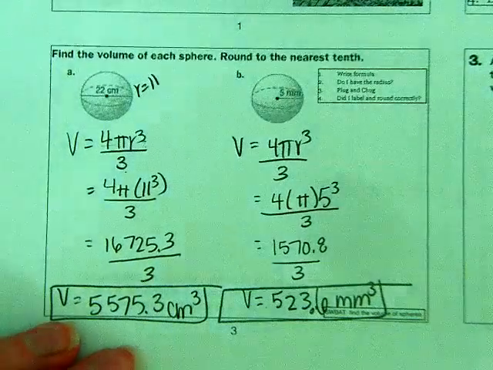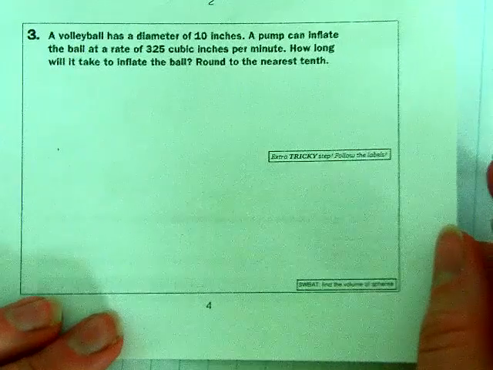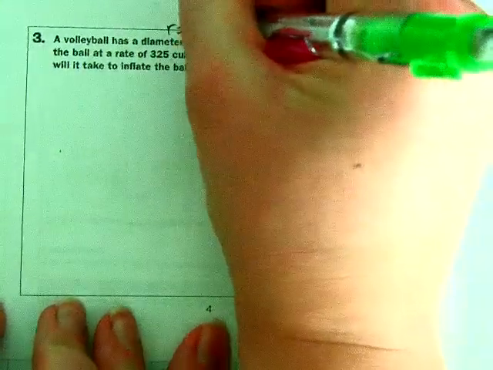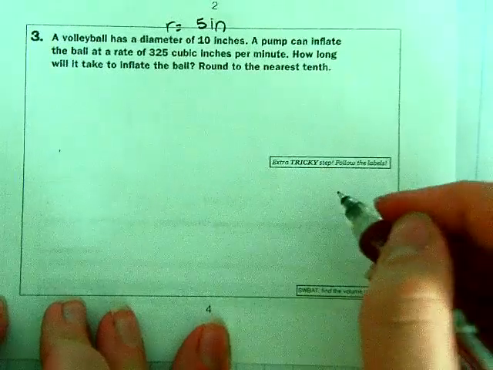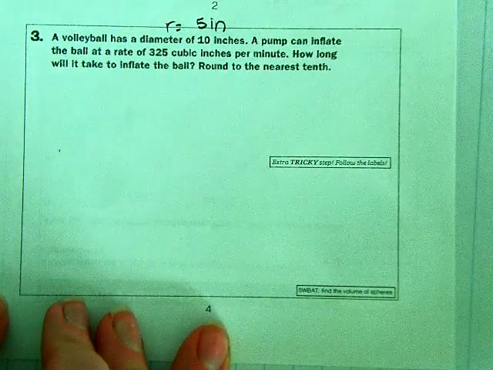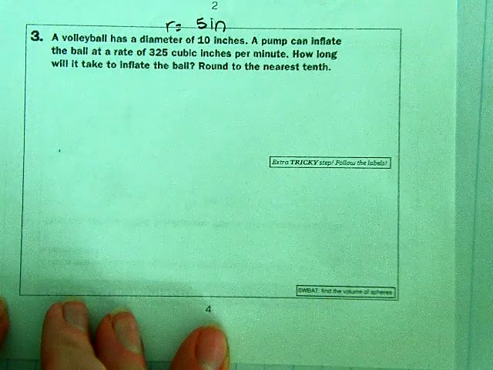Okay, so there's some with pictures. Here's some without a picture. A volleyball has a diameter. The radius then is half of that. So the radius is 5 inches. A pump can inflate the ball at a rate of 325 cubic inches per minute. How long will it take to inflate the ball? Round to the nearest tenth.